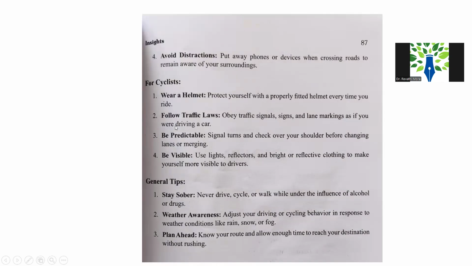Then put away mobile phones. Avoid distractions. Then those who are going on a cycle are called cyclists. They say wear a helmet. Protect yourself with a properly fitted helmet. Then follow traffic rules. Be predictable. Means what? Signal turns and check over your shoulder before changing lanes or merging. So when we are turning, you should look into the mirror, or you should also look over your shoulder when you're moving away from the line. Then be visible. You should also use lights, reflectors, and bright or reflective clothing to make yourself more visible to the drivers.